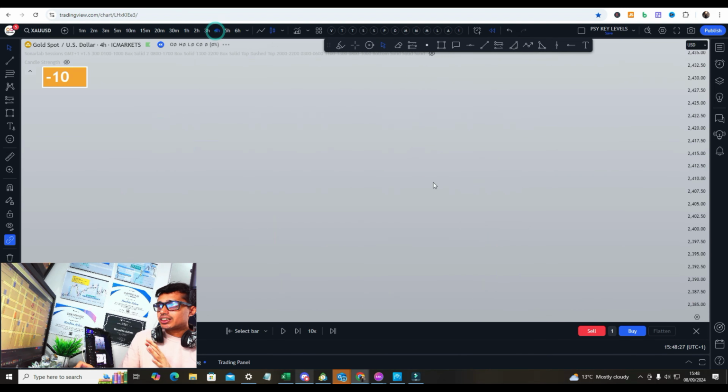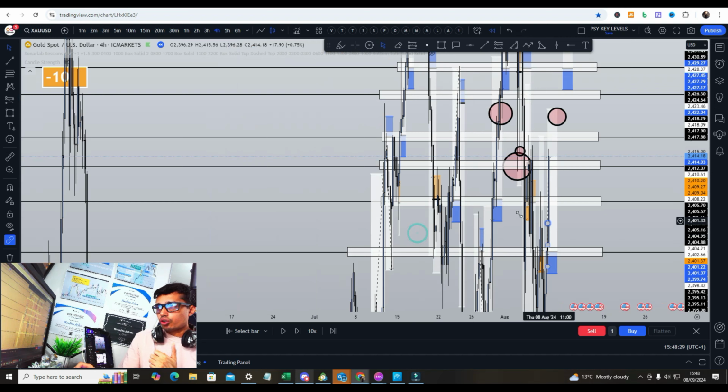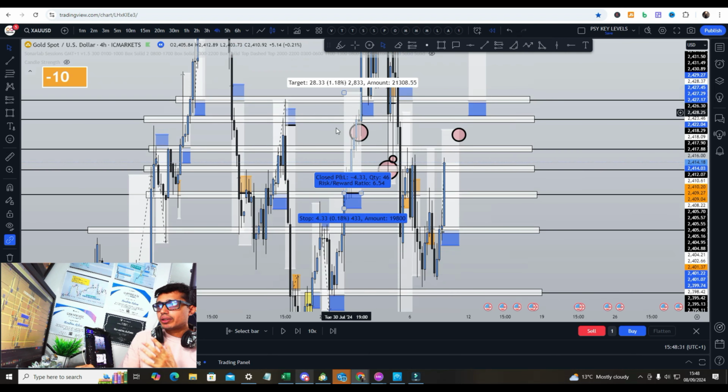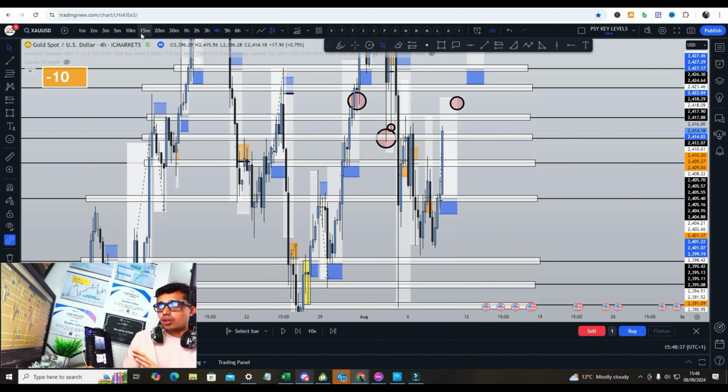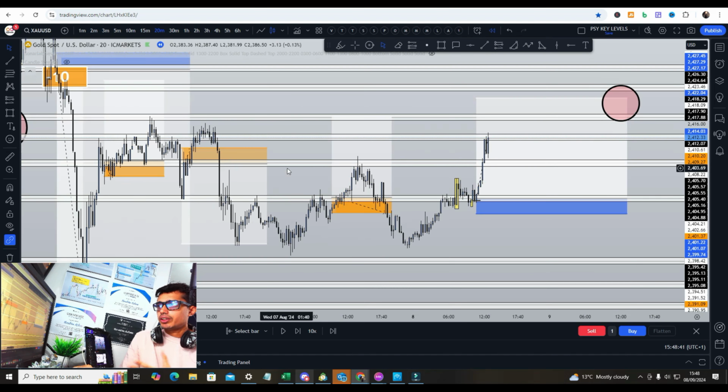So how do you take these sniper entries, right? Focus on your key levels. That's the number one thing. Use the bigger time frames. Look at the major rejections. Once you've got the key levels jotted down, then you've got to focus on what time frames you want to use. Do you want to use the 30-minute, 20-minute, 15-minute?